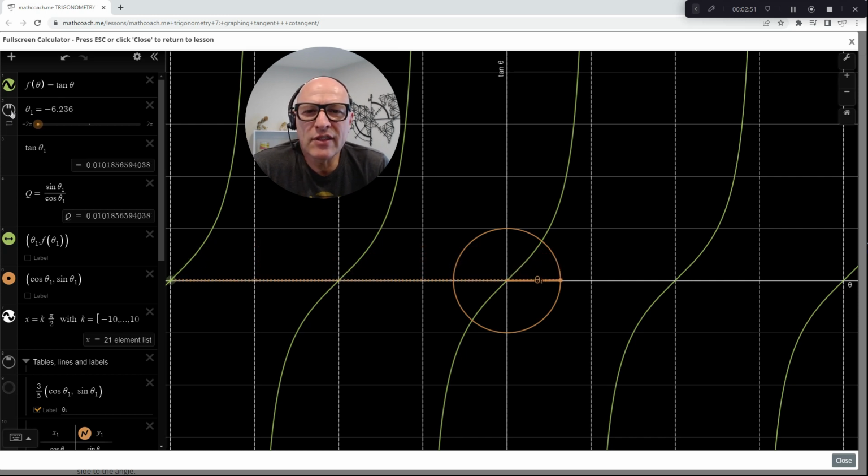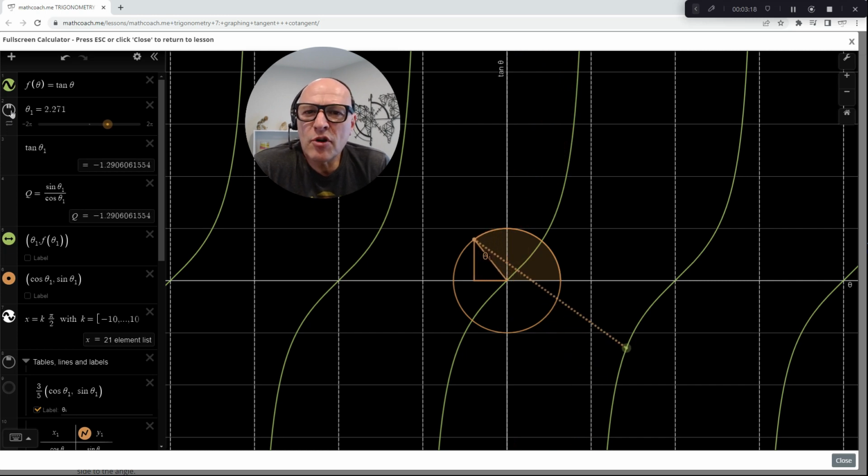This is the seventh lesson in my trigonometry series. We're going to explore graphing the tangent and cotangent functions. Unique to my approach is the use of Desmos calculators like the one we're seeing here from the lesson. Desmos is an exceptional tool for learning about and exploring math, and particularly any visual math, and certainly trigonometry is a very visual math topic.